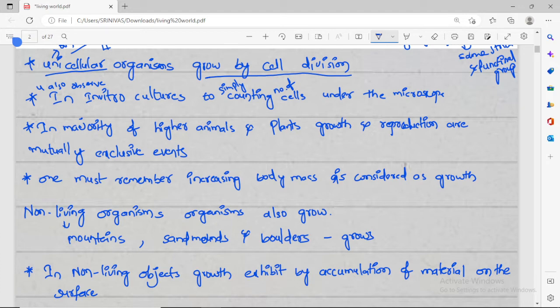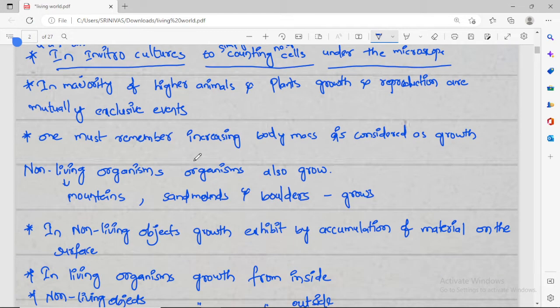Another point: whenever you go to the lab, you can observe in vitro cultures by simply counting the number of cells under a microscope. Next, in the majority of higher animals and plants, growth and reproduction are mutually exclusive events. Mutually exclusive means growth and reproduction are not done at the same time.